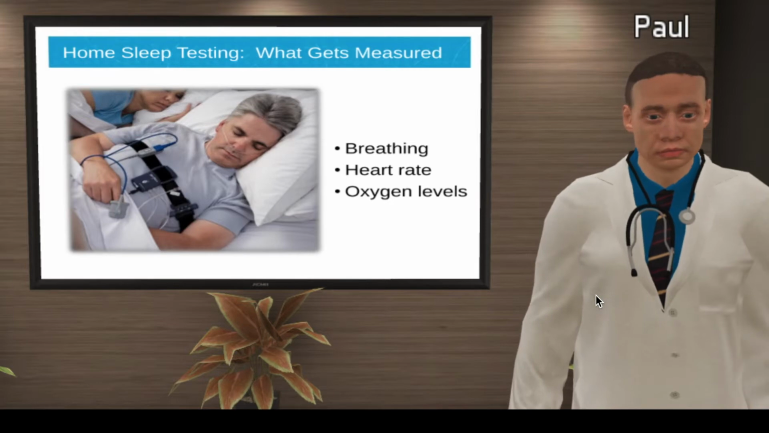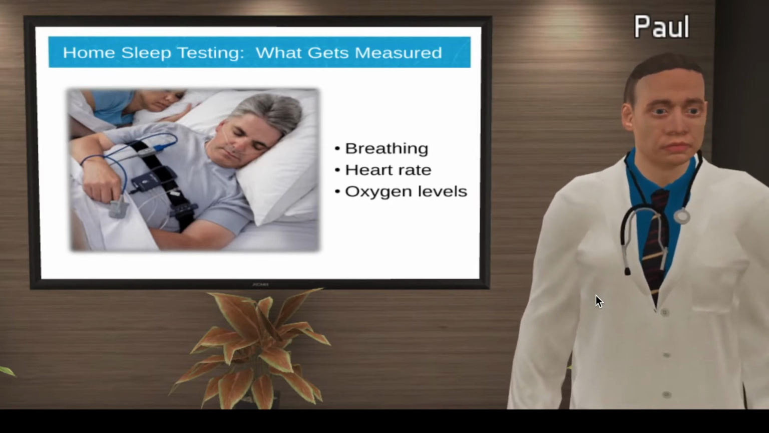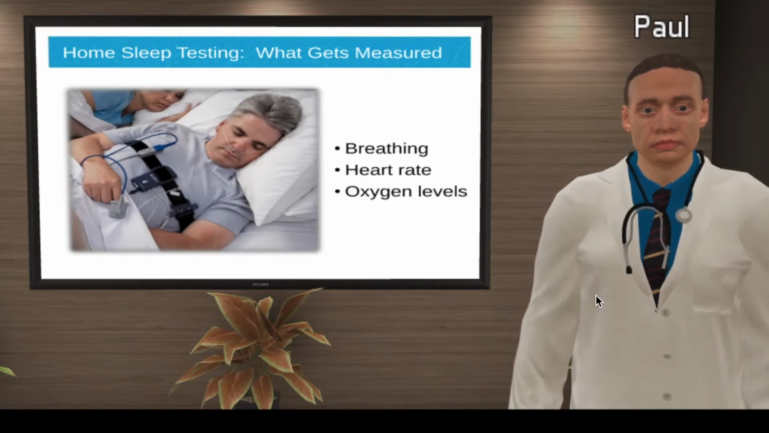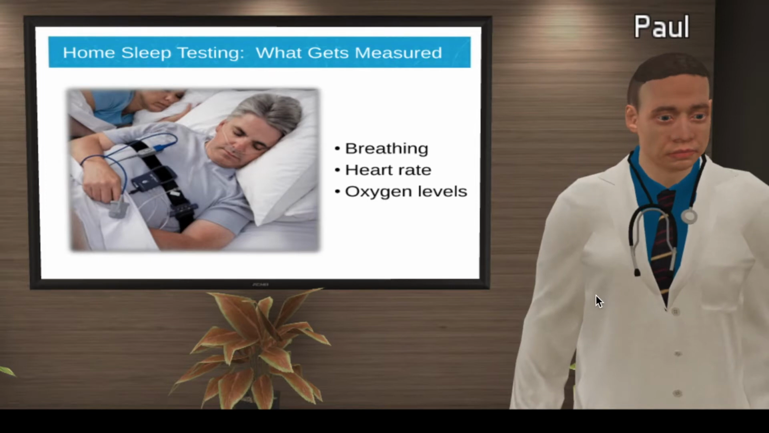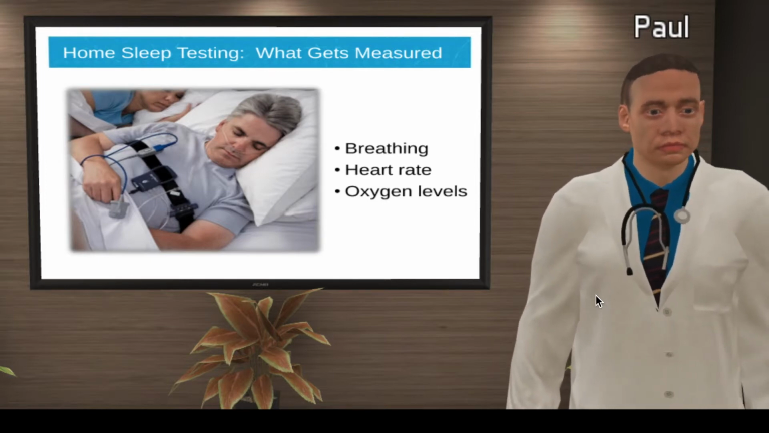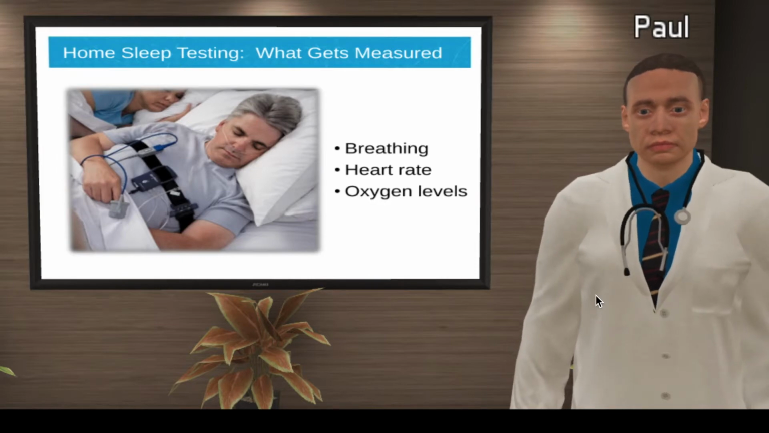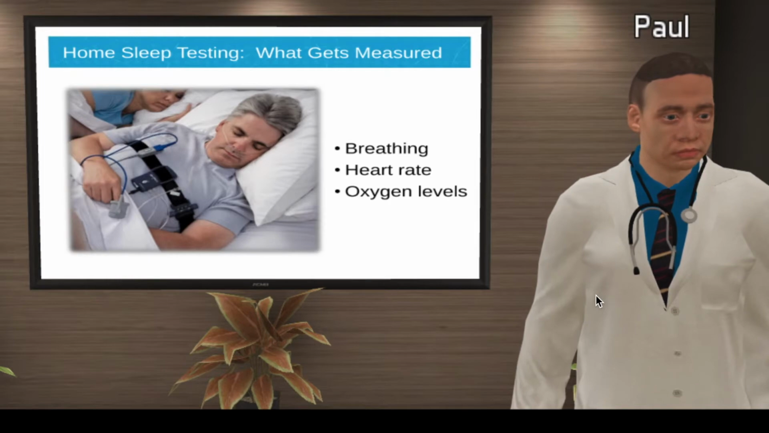Here's an example of one form of instrumentation that we use. This is a patient that's asleep at home with a home recording device. The devices that are used at home for sleep studies are simpler than what we measure in the laboratory. So in most cases, when we study sleep at home, we are not measuring things like brain waves, but we are measuring breathing, heart rate, and oxygen levels during sleep.